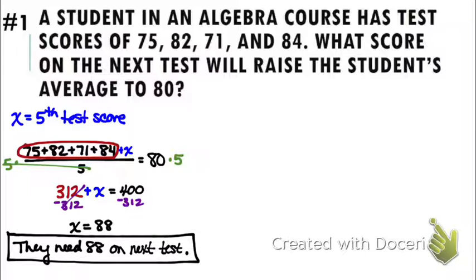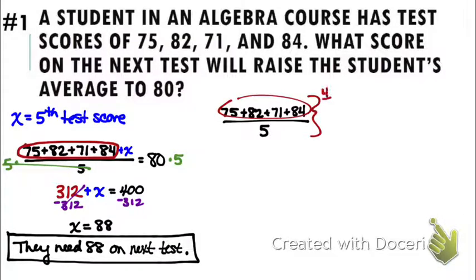But I could sum up the 75, 82, 71, 84 over 5. That is 4 of the 5 tests. So this is like 4/5 of the grade, plus 1/5 for the test that I don't know. And that would equal 80. I'm not actually doing anything different. I'm just separating out that fraction. I'm getting a fractional amount that I have the value for, and then I have a fraction that has my x in it.